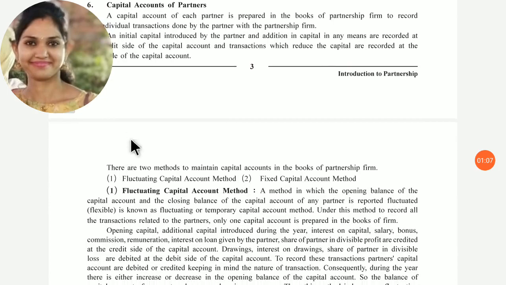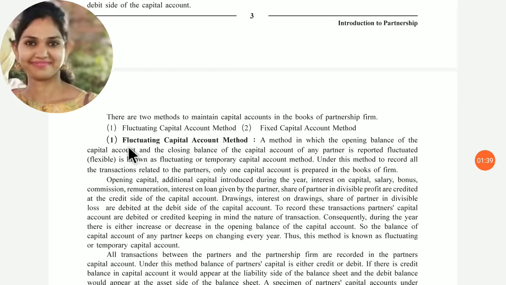Now, methods of maintaining capital account of a partner. There are two methods to maintain capital account in the books of a partnership firm. First is the fluctuating capital account method and second is the fixed capital account method.